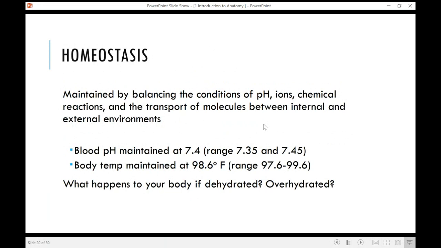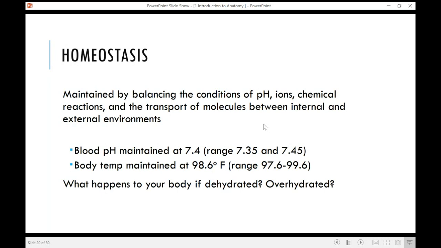Okay, everybody say homeostasis. Homeostasis is maintained by balancing our conditions of pH. We're going to talk a little bit more about pH in a little bit. Ions. Does anybody know what an ion is? An ion is a positive or negatively charged atom. Okay? We can maintain it through chemical reactions. We can transport molecules between our internal and external environments, so inside the cell or outside of the cell.